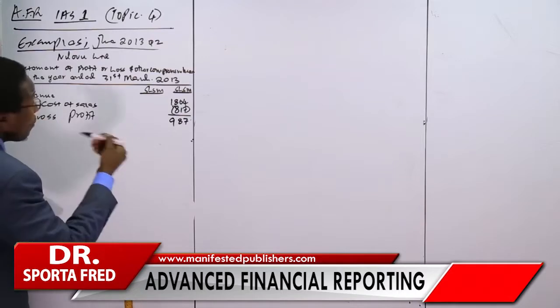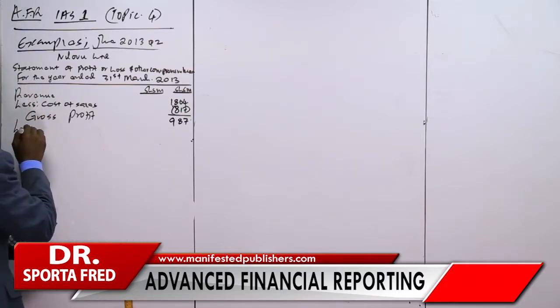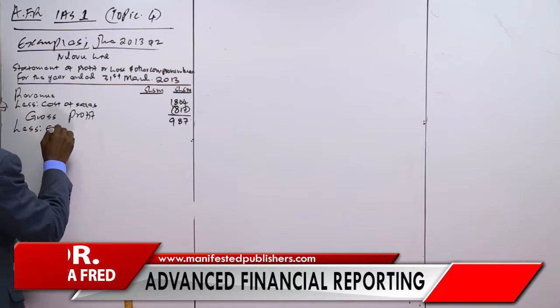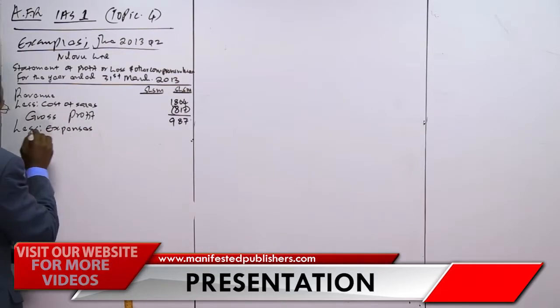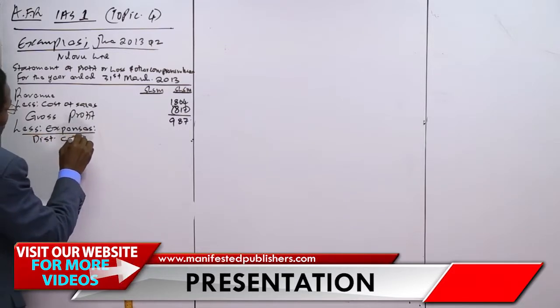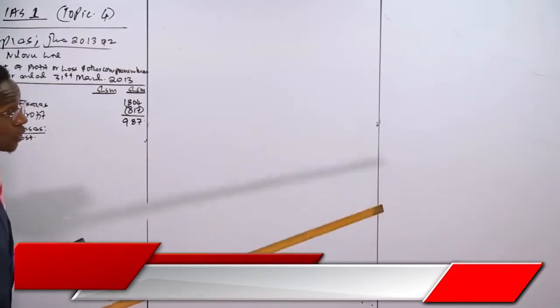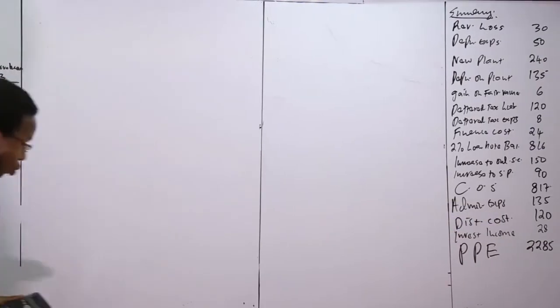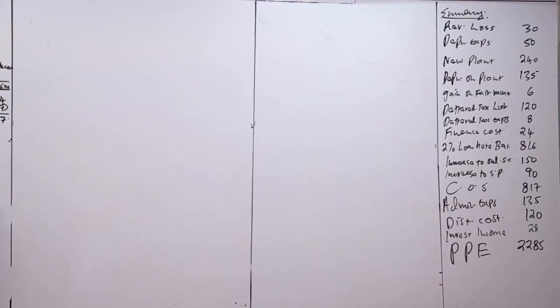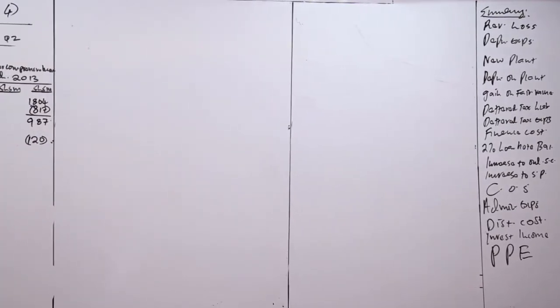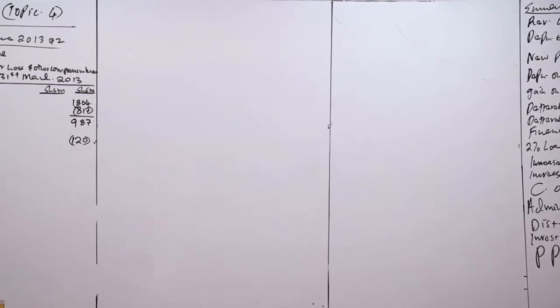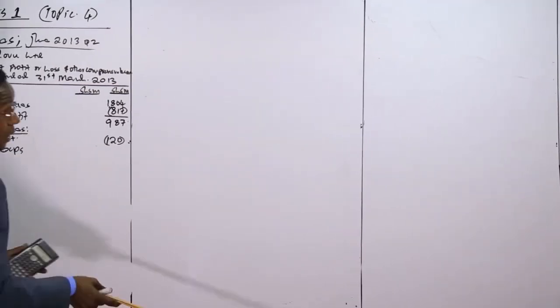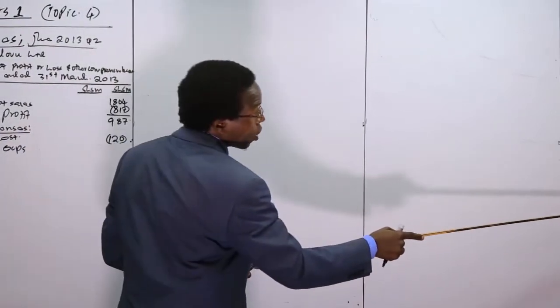Then we didn't have other incomes, so we less expenses. One of the expenses is the distribution costs. Remember, friends, we are done with our working for that, and our distribution costs, as we had calculated, is coming to 120. Then we also have admin expenses. Admin expense, we had computed it as well, and it was giving us 135.